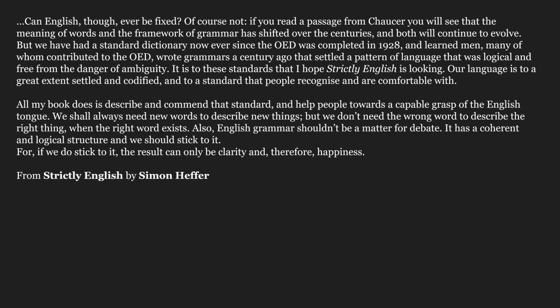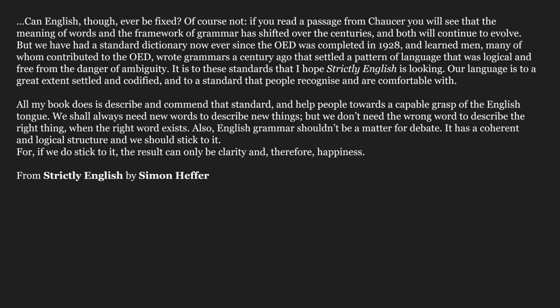So, can English though ever be fixed? Of course not. If you read a passage from Chaucer, you will see that the meaning of words and the framework of grammar has shifted over the centuries, and both will continue to evolve. But we've had a standard dictionary now ever since the OED was completed in 1928, and learned men, many of whom contributed to the OED, wrote grammars a century ago that settled a pattern of language that was logical and free from the danger of ambiguity. And then further on, he says, English grammar shouldn't be a matter for debate. It has a coherent and logical structure, and we should stick to it. For if we do stick to it, the result can only be clarity, and therefore happiness.